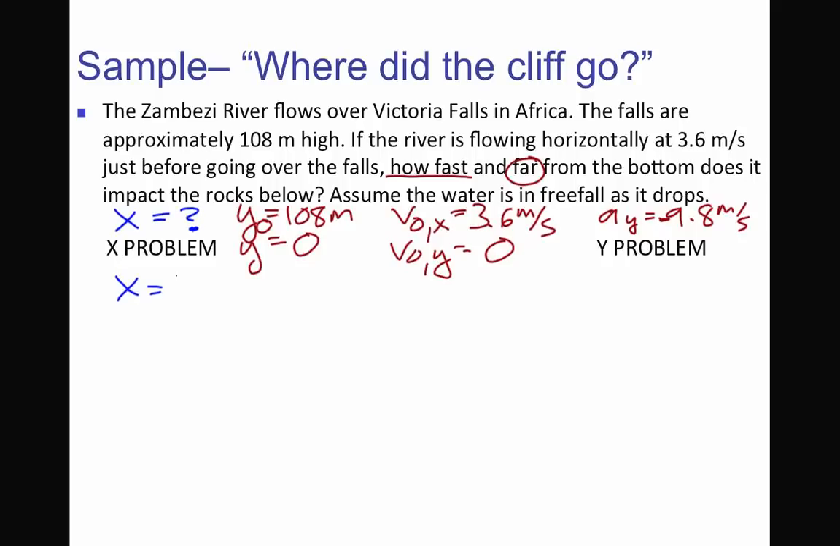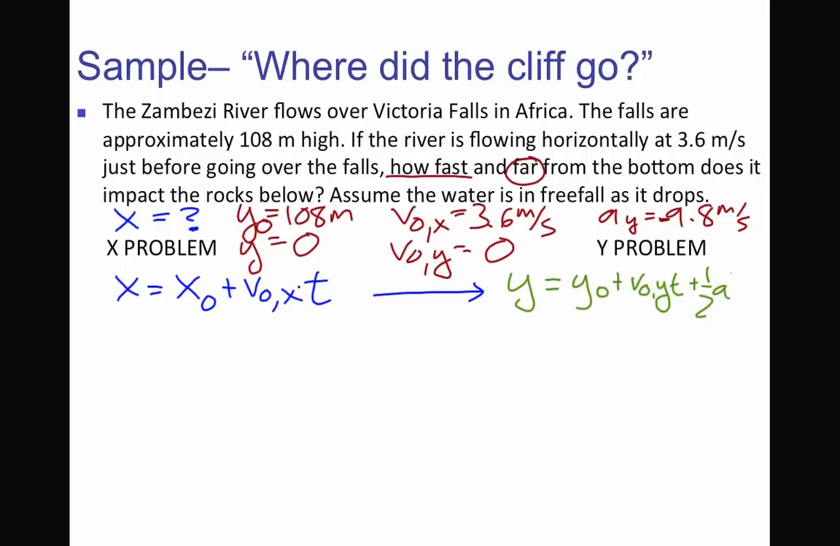x equals the initial position, which is 0, plus the initial x velocity times the time. Nowhere do they give us the time. So if we don't know it, we need to go over here. Let's look at the y part. We know the height. Hey, this equation has time in it. We also know v0y is 0, so that term goes away, right? So all we've got to do is find the time.